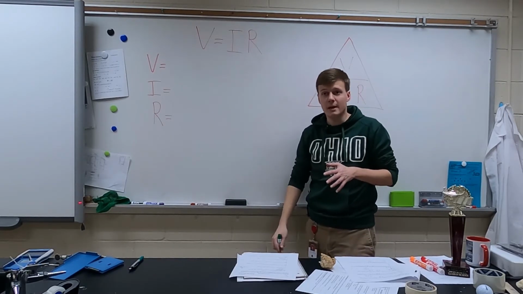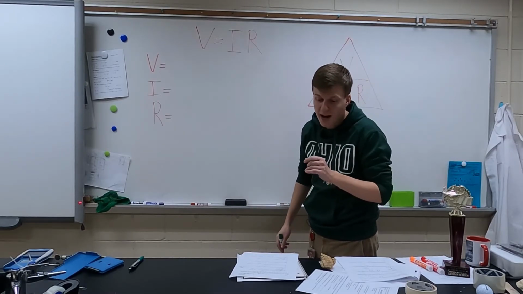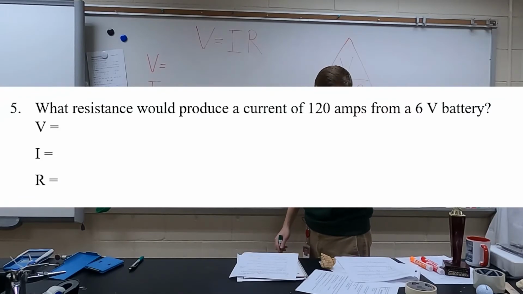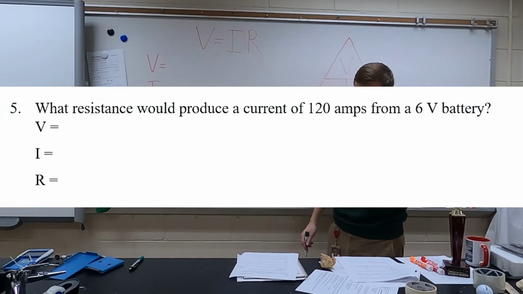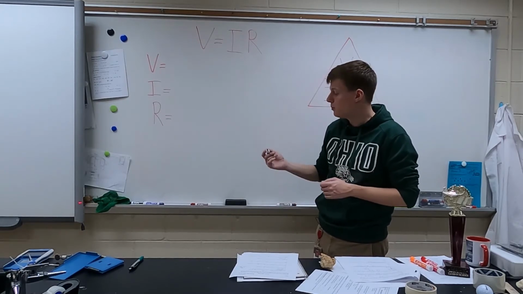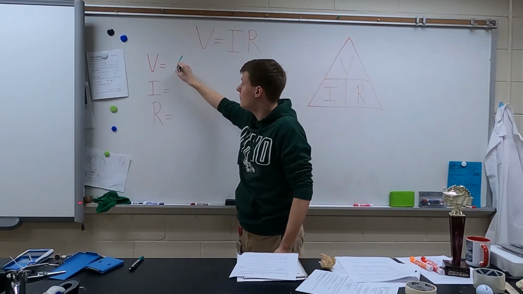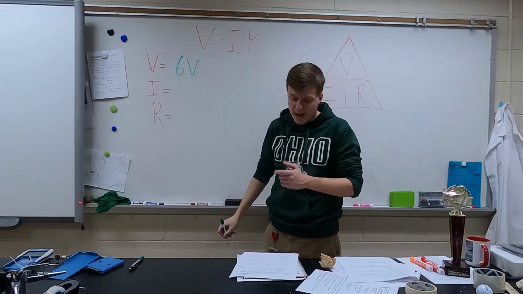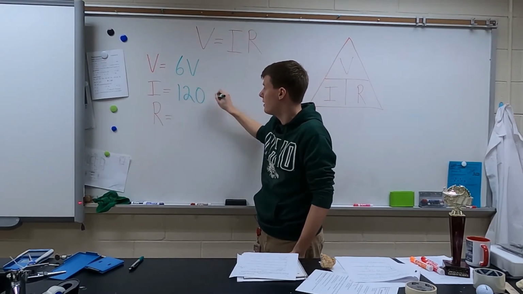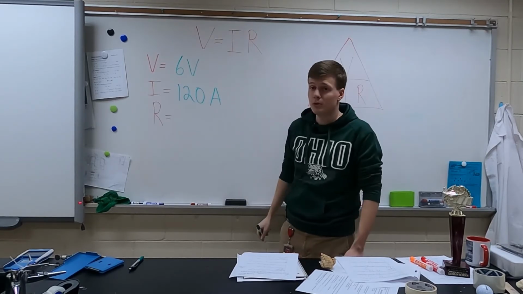So I'm going to show you another example problem here. We're going to do number 5 on our Ohm's Law practice. Number 5 says, what resistance would produce a current of 120 amps from a 6-volt battery? So the next thing we got to do here is define what variables we are given. We just stated that we have a 6-volt battery, and we have 120 amps of current coming from this battery. So there's our variables right there.